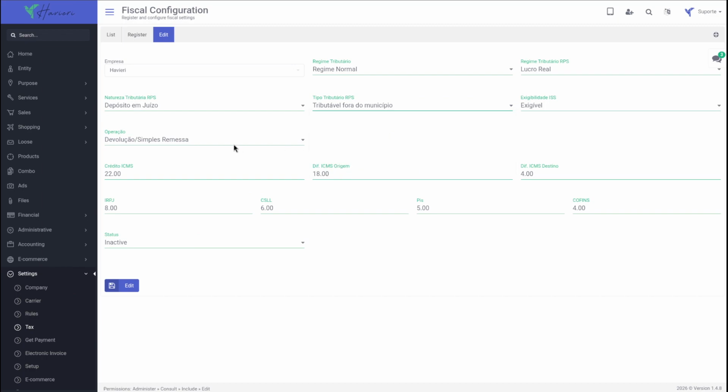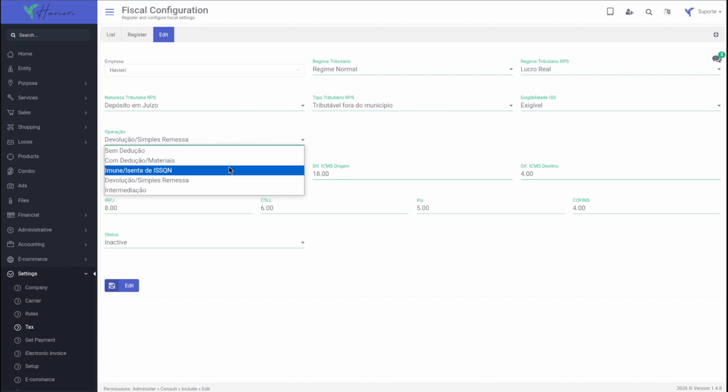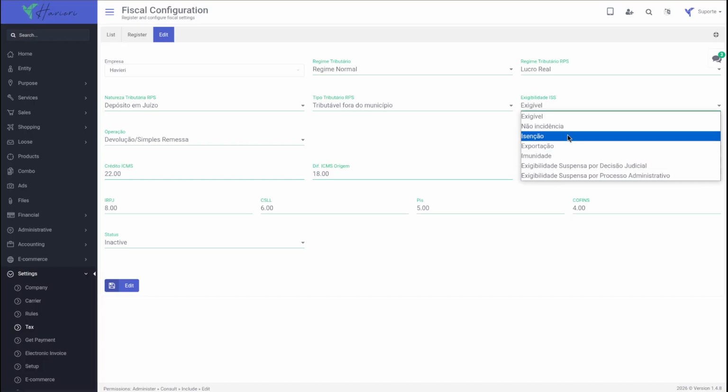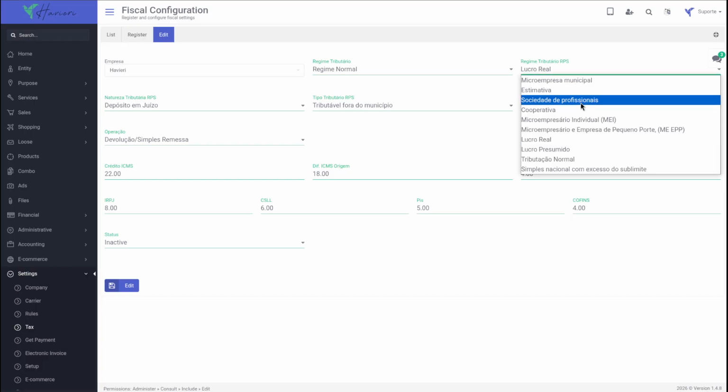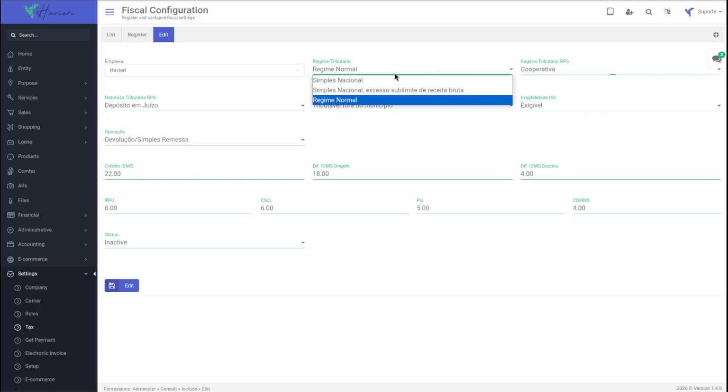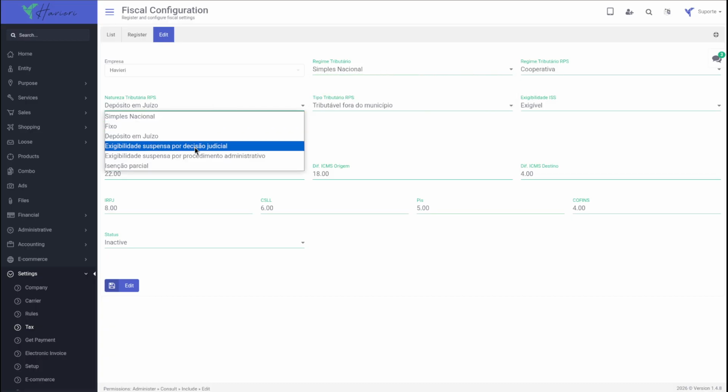ERP Havieri is a powerful tool, but the responsibility for correctly calculating taxes lies with the company, with the assistance of a qualified professional. It's a fundamental screen to ensure that taxes are calculated correctly and that the company is in compliance with legislation.